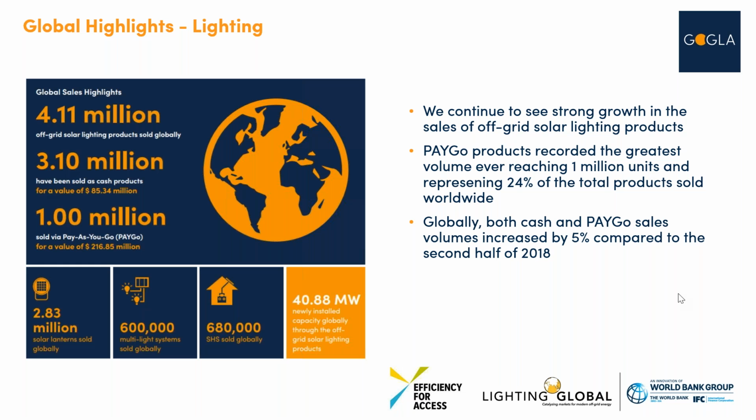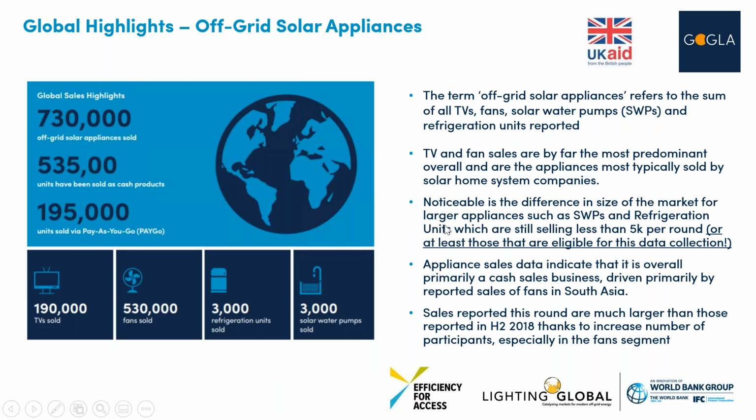And then you can see in the same way, on this slide, how we also show the overall trends for off-grid solar appliances. And here, what we generally are focusing on, you can see the appliances at the bottom there: TVs, fans, refrigerators, and solar water pumps. We give an aggregate for each type of appliance. Then at the top figure, you'll see we give a total for all of the appliances sold, and again, split it between cash and pay-go.